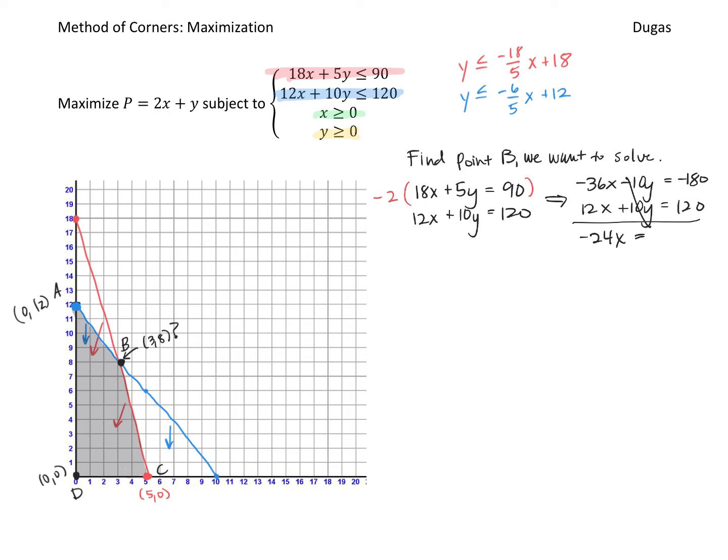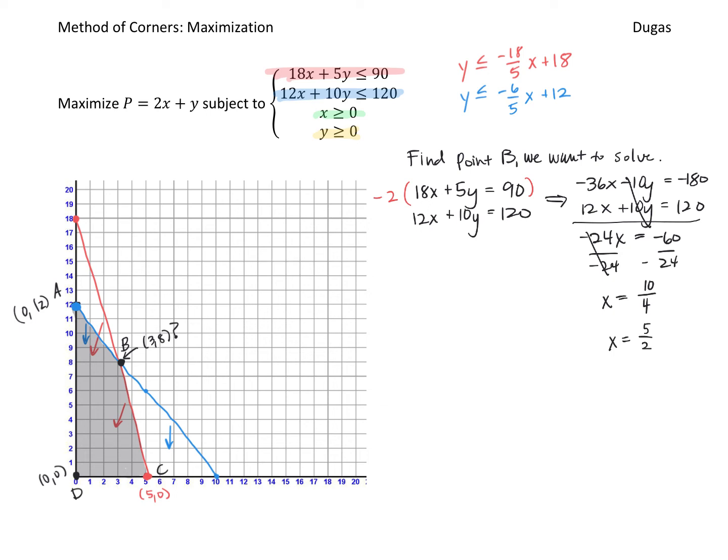-180 plus 120 is -60. And divide by -24. So 60 divided by 24, it doesn't go in evenly, but they are both divisible by 6, so we can try that. Negative divided by negative is going to be a positive. If I divide by 6, I'm going to get 10 over 4. And I can see that now I can divide by 2. So that's going to go to 5 halves. And that's the lowest terms.